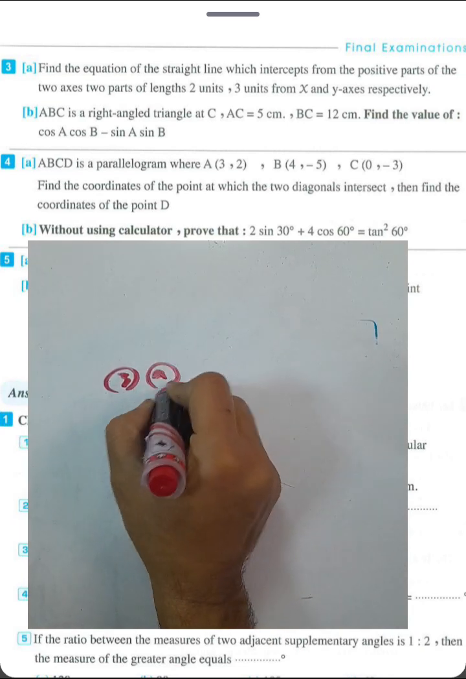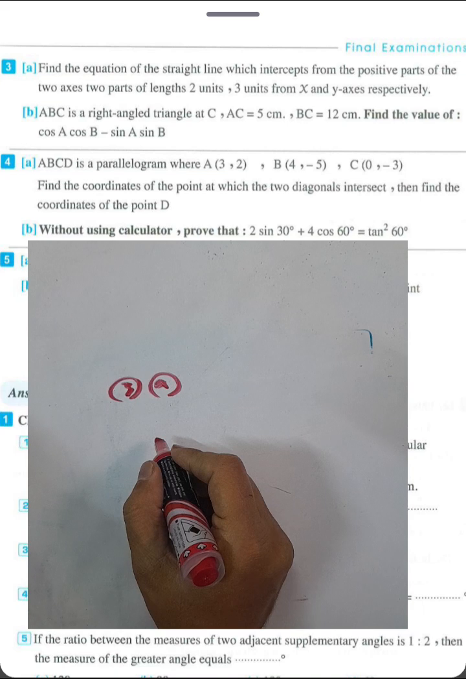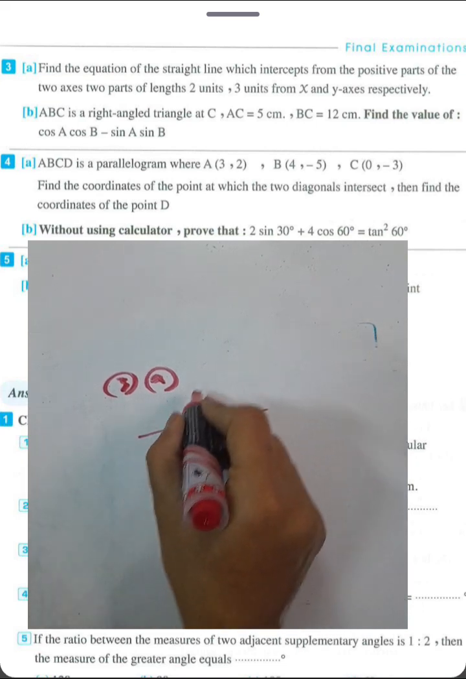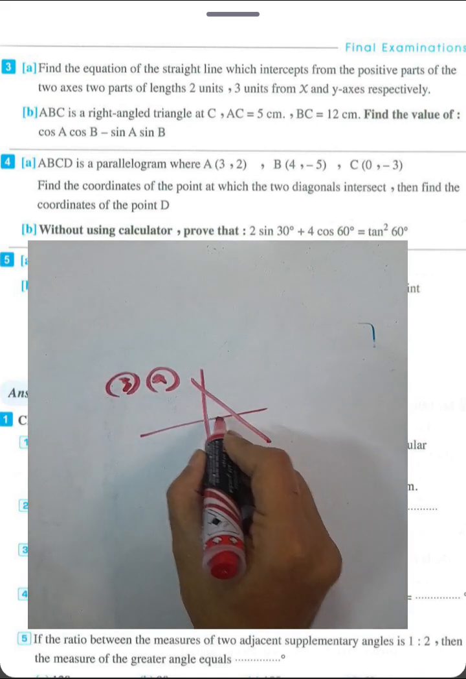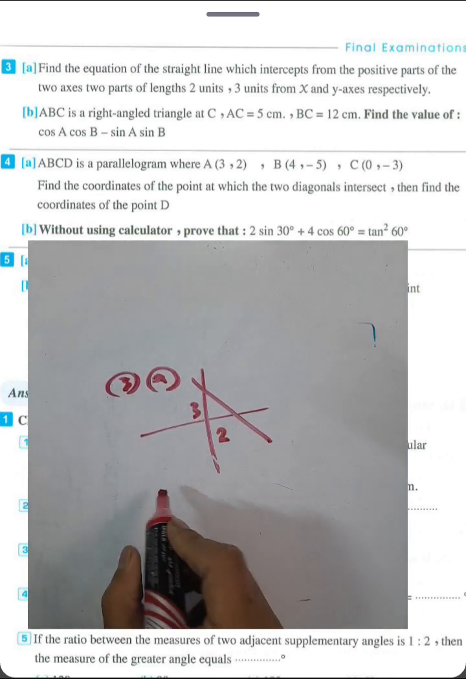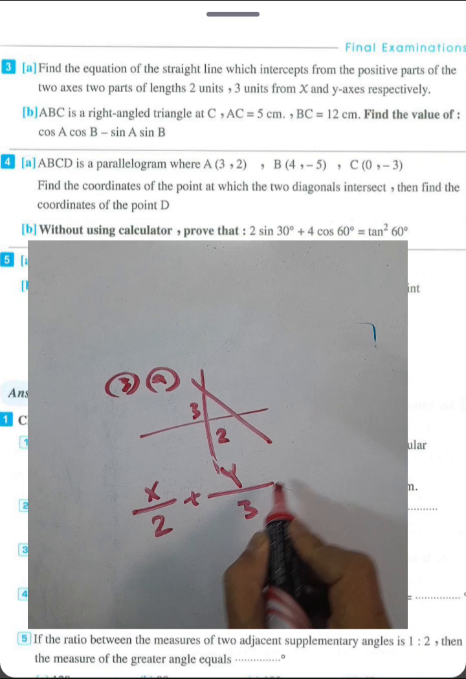Question number 3, letter A. Find the equation of the straight line which intercepts from the positive parts of the two axes, 2 and 3 units from the x-axis and y-axis. Then you can write the equation x over 2 plus y over 3 equals 1.